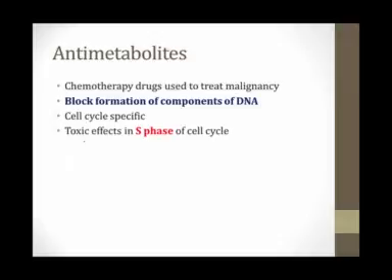Antimetabolites are chemotherapy drugs used to treat malignancy, and they're called antimetabolites because they block the formation of components, or metabolites, of DNA. And because they block the formation of DNA, they are cell cycle specific. They only exert their effects in the S phase of the cell cycle.